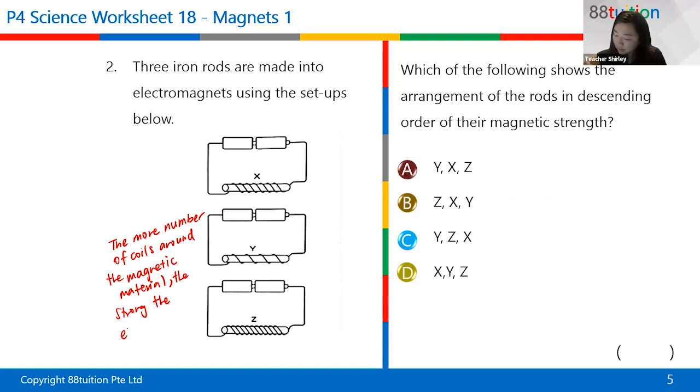Once it has been magnetized, it is called an electromagnet. Before it's magnetized, it has to be a magnetic material, because if you want to make something into an electromagnet, you have to use a magnetic material. Actually, the battery is not so much of an issue because all of them have 2 batteries. So it's B. Very good.